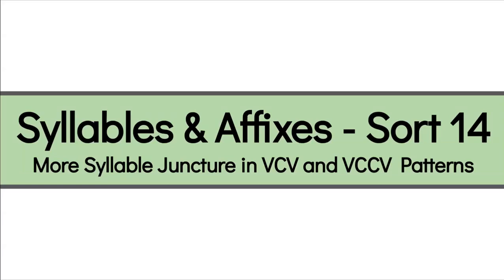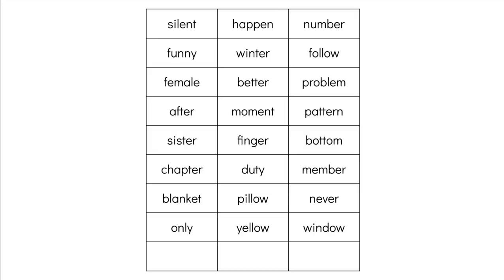Today we're going to look at the syllables and affixes, sort number 14. This is a continuation of sort 13, and we're looking at more syllable junctures in VCV and VCCV word patterns. Let's start by reading our word list.